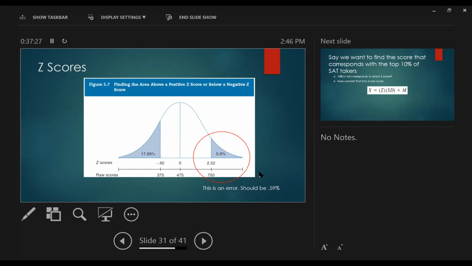Similarly, if I scored 750, I'm like a whiz at writing, and the z-score is 2.52. Now you're 2.5 standard deviations above the mean. Again, this should be 0.59%. It's a very, very small portion. So in fact, you scored in like the 99.4 percentile. Only 0.5% of folks scored better than you.